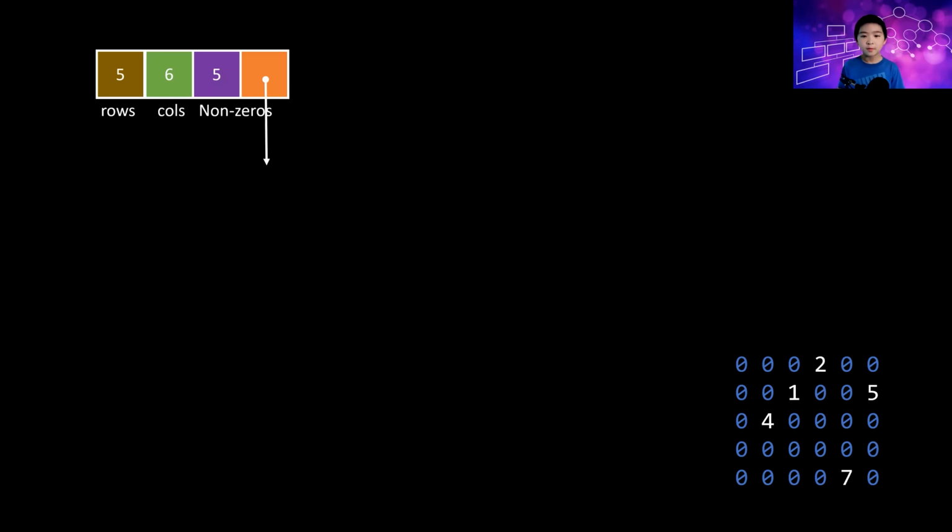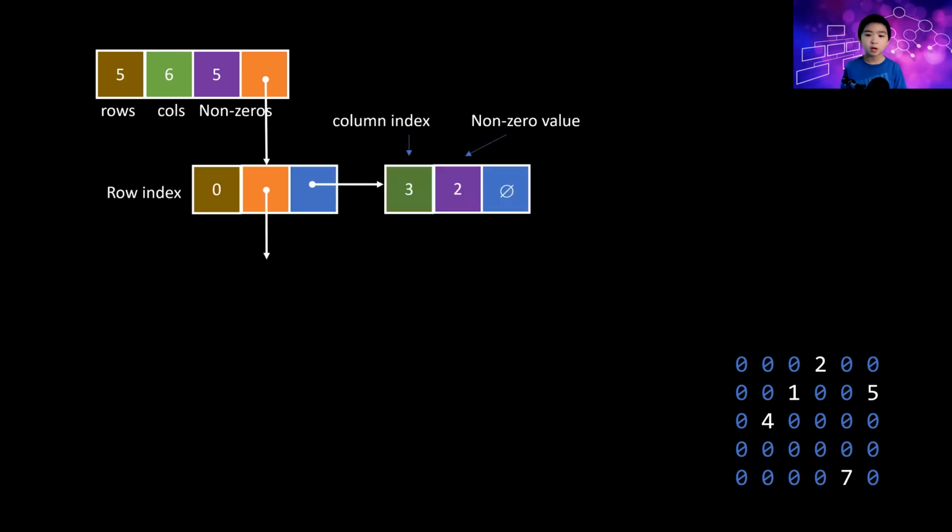First, we will have the head node to describe the information of the matrix, such as number of rows, number of columns, and how many non-zero values. Then we will start with the first row, which contains at least one non-zero element. In the matrix, the first row has 2 as the non-zero value, and it is at the column index 3.